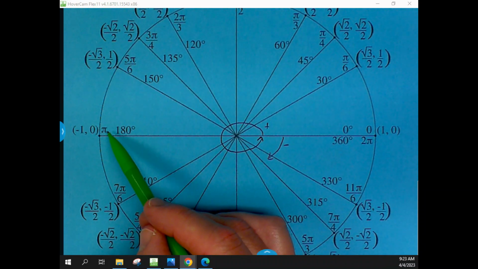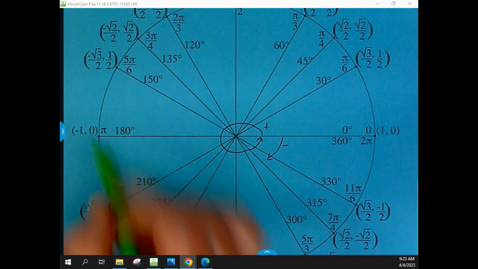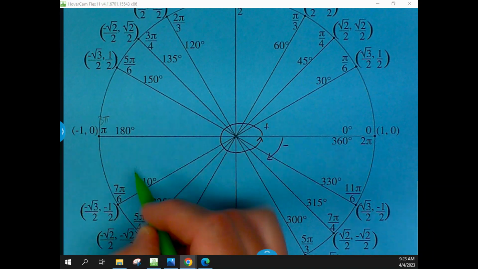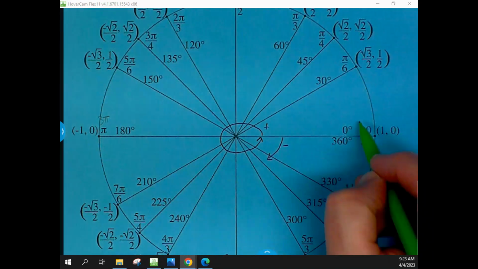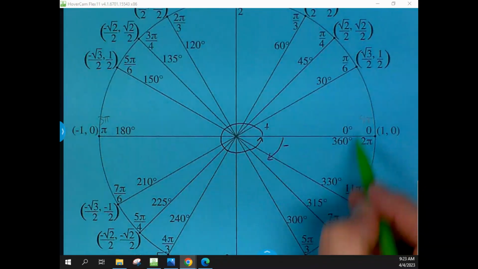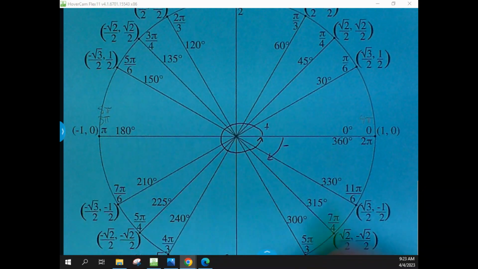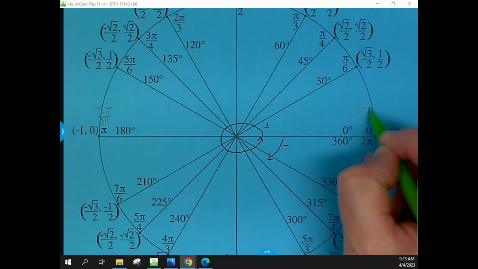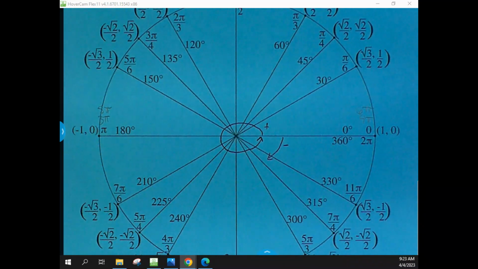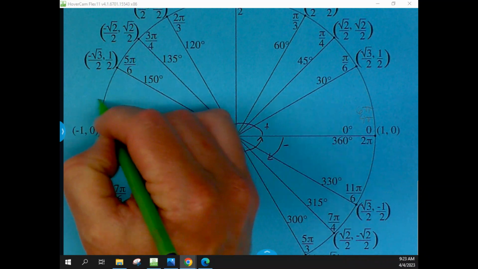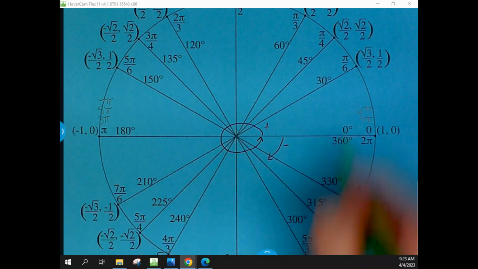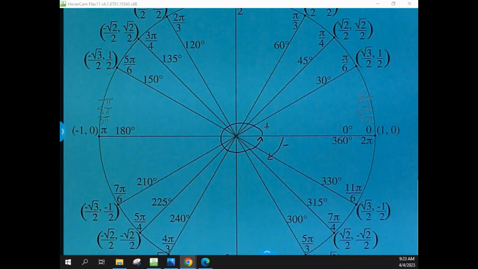That'd be the third time you've used pi, right? So that would be 3 pi. If you go another 180, now you're at 4 pi. You go another 180, now you're at 5 pi. You go another 180, now you're at 6 pi. So if you just keep counting by pi's, every odd pi would be here. Every even pi would be here.